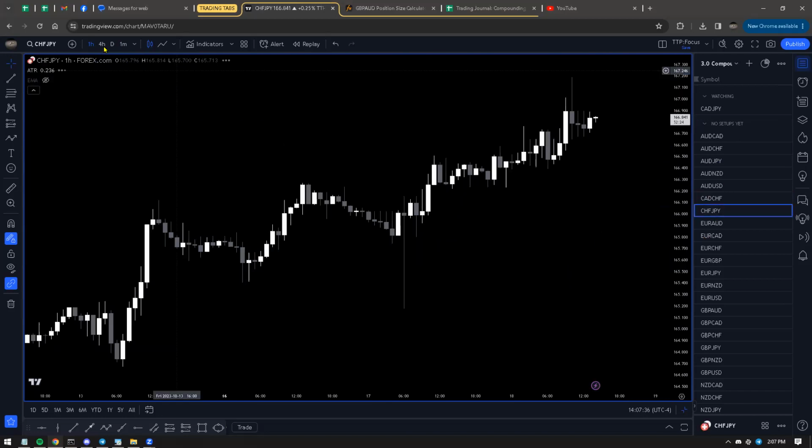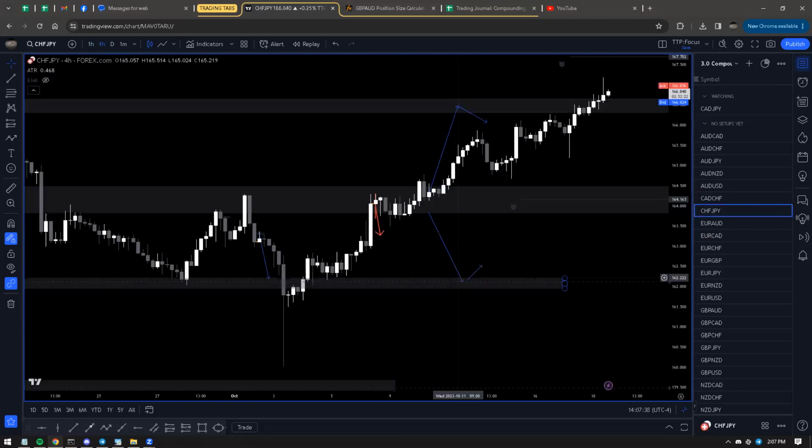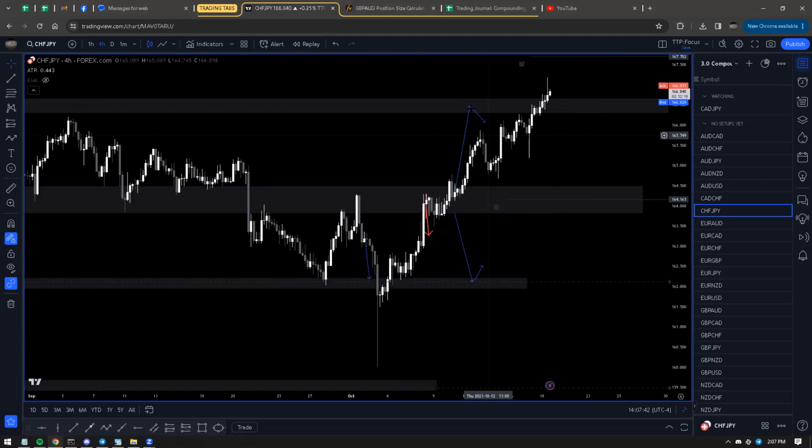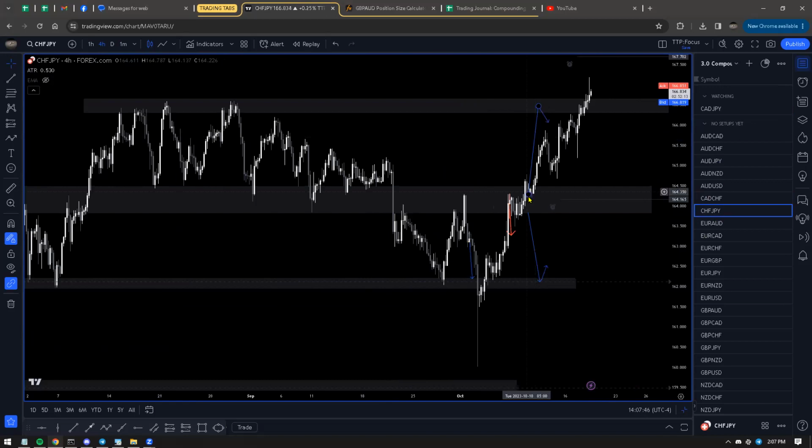CHF JPY on the 4-hour. It did not do either one of these things in regards to coming up here and retesting. I drew this back on the 10th, last Tuesday, and we have not had any sort of reaction. I was expecting price to shoot up here and then reject, but instead we got pullbacks along this area.